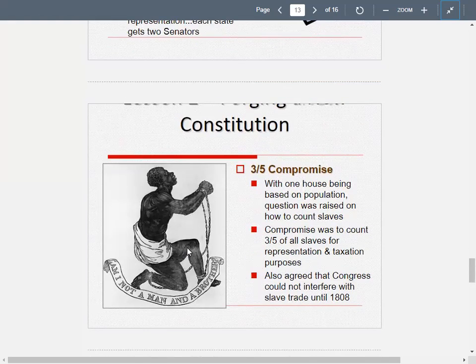The 3/5 compromise. With one house being based on population, the question was raised on how to count slaves. The compromise was to count 3/5 of all slaves for representation and taxation purposes. So one slave counted for 3/5 of a person. They also agreed that Congress could not interfere with the slave trade until 1808. So that gave them 30 years of the slave trade.